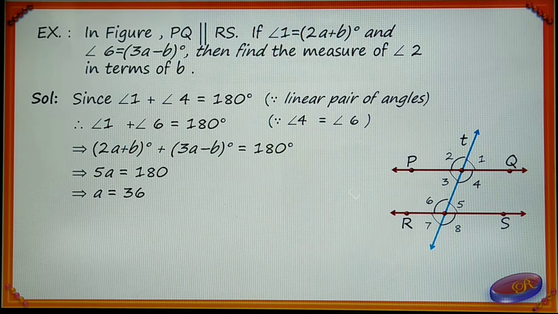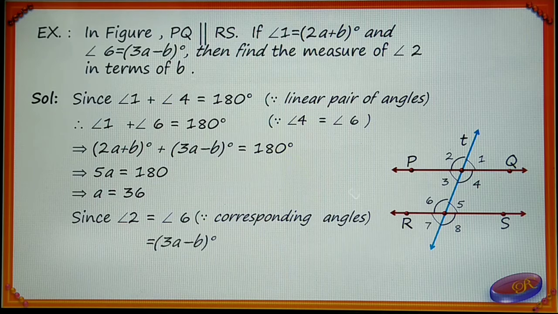Since angle 2 is equal to angle 6 because they are corresponding angles, therefore angle 2 is equal to, what is 6? 3A minus B, is equal to 3 into 36 minus B in degrees, is equal to 108 minus B in degrees. Now we have got angle 2 in terms of B.